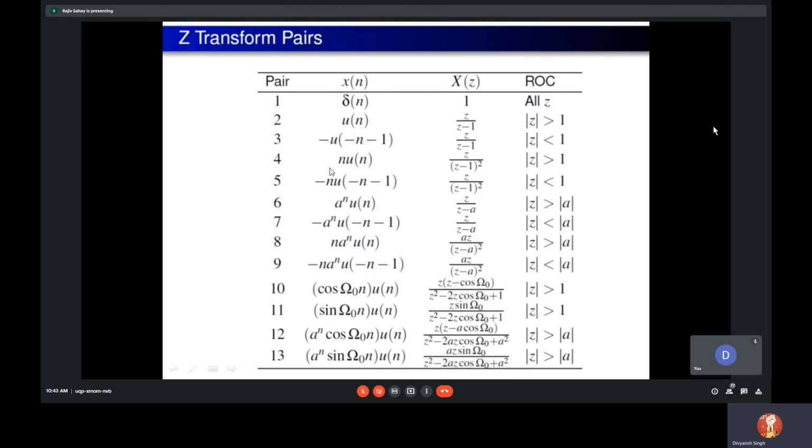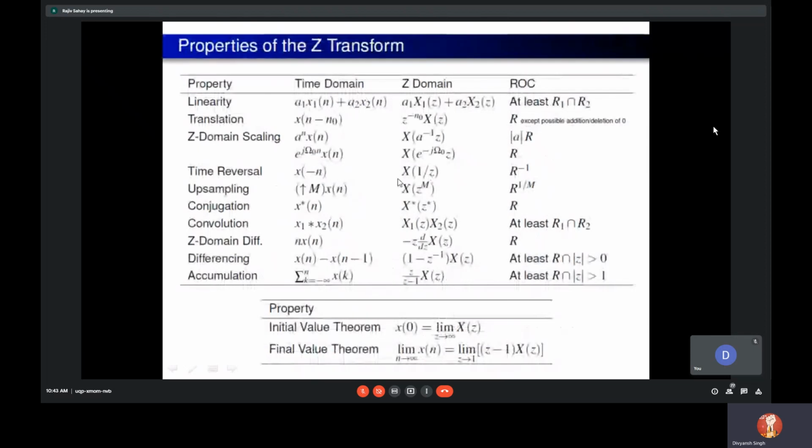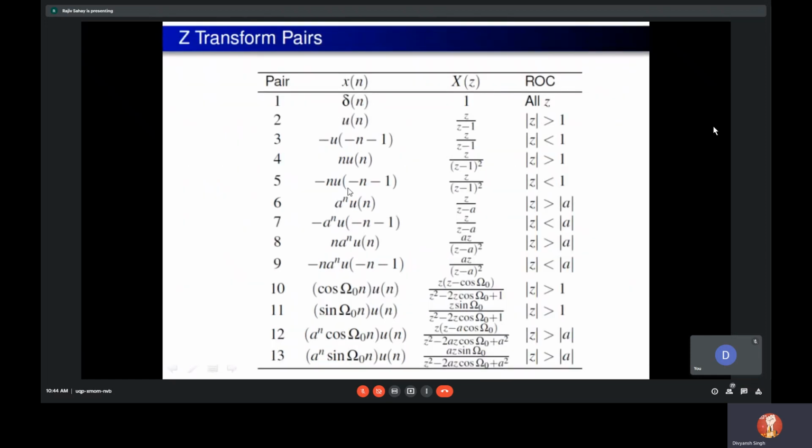This is the double pole property: z by z minus 1 whole square. So there is a double pole at 1. n into u of n: this is the derivative property of the z transform. You are taking the derivative, minus z into d by dz of X of z, for x of n. This is the property you are using, and this is what you are deriving. So this is a double pole at 1.